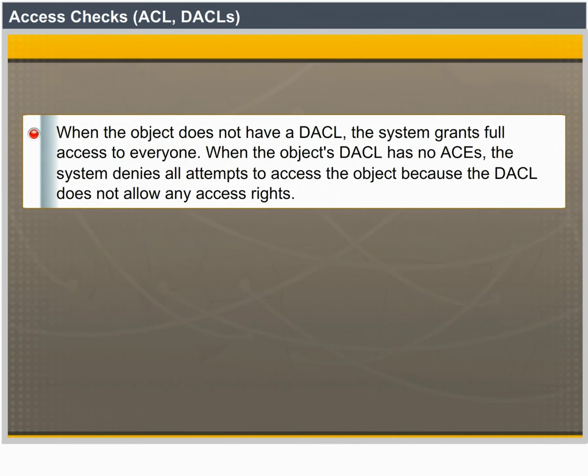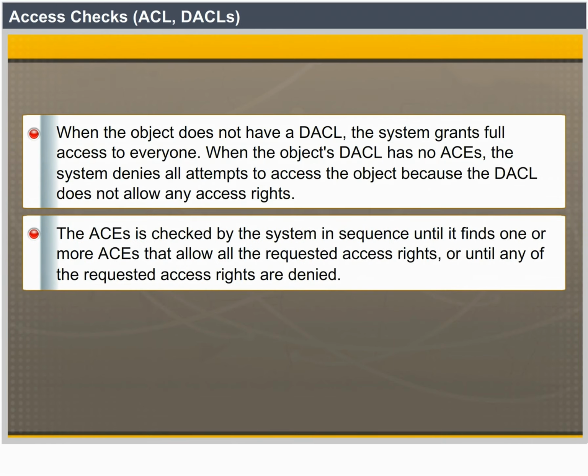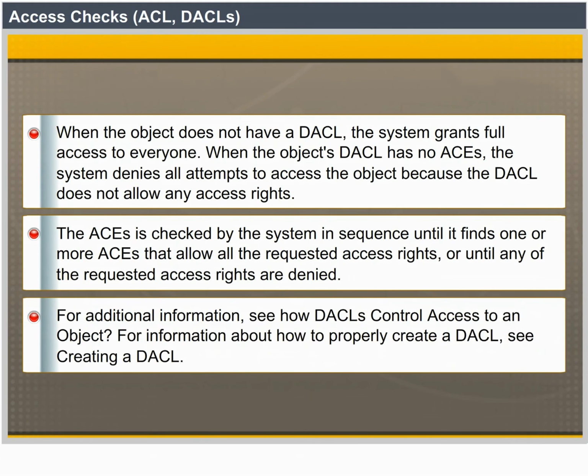If the object does not have a DACL, the system grants full access to everyone. If the object's DACL has no ACEs, the system denies all attempts to access the object because the DACL does not allow any access rights. The system checks the ACEs in sequence until it finds one or more ACEs that allow all the requested access rights or until any of the requested access rights are denied. For more information, see how DACLs control access to an object. For information about how to properly create a DACL, see Creating a DACL.